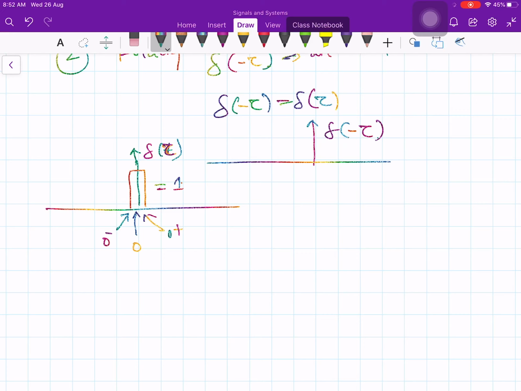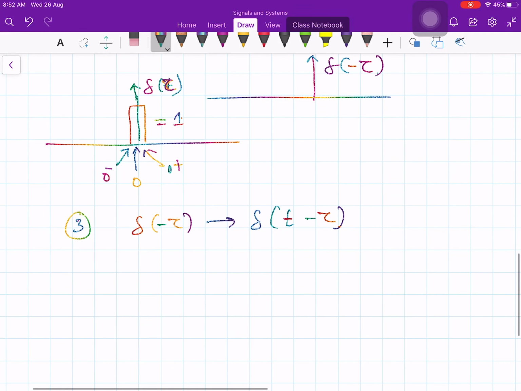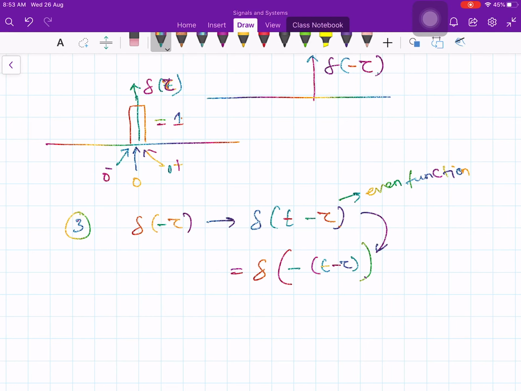Now, what do we want to do? What is the third step? The third step is shifting, right? Del of minus tau is going to be del of t minus tau, right? So now again by the symmetry property I can write this as the same as del of tau minus t. Why? Because it is an even function. So because of the even function, both are equal. Now, if you take this minus inside, then del of minus t plus tau.